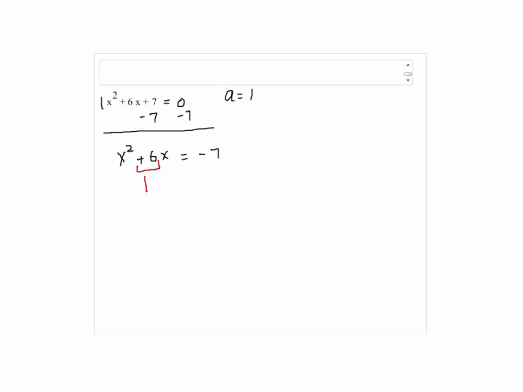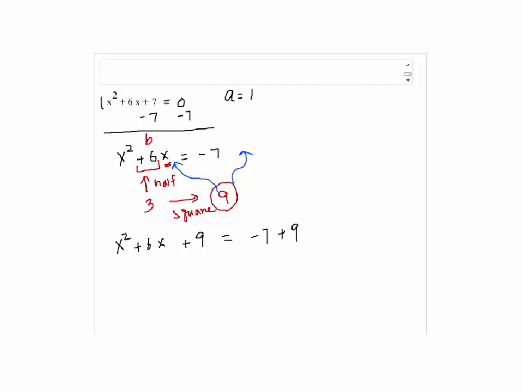Then we take half of the coefficient of x, which is actually b, half of b, which will give us 3. And then we're going to square it, which will give us 9. So that is the number that we are adding on both sides. So we have x squared plus 6x plus 9 equals negative 7 plus 9.